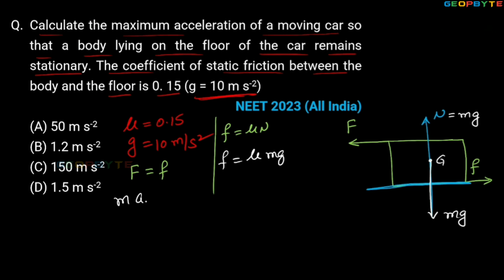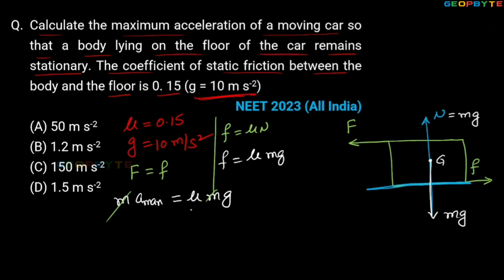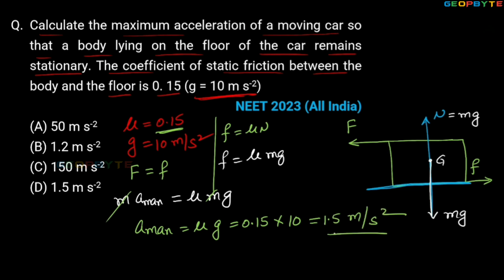Mass times the maximum acceleration. It must be equal to mu into m into g. Here, the mass cancels on both sides. Therefore, maximum acceleration equals mu times g. Mu is given as 0.15, g is given as 10, so 0.15 into 10 is 1.5 meter per second square. That is the maximum acceleration maintained by the car.